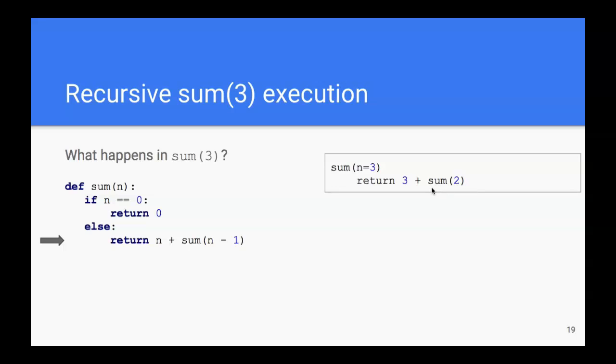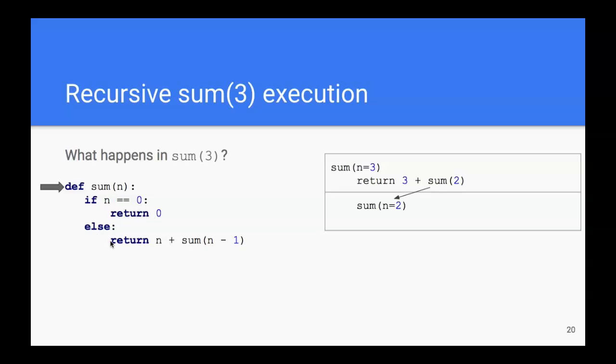Well, it can't quite return yet because we still have to evaluate sum of 2. So it would call sum with n equal to 2. That's the recursive call here. And then we get into here, n is 2. Is 2 equal to 0? Well, no, that's false. So it does not come in here.